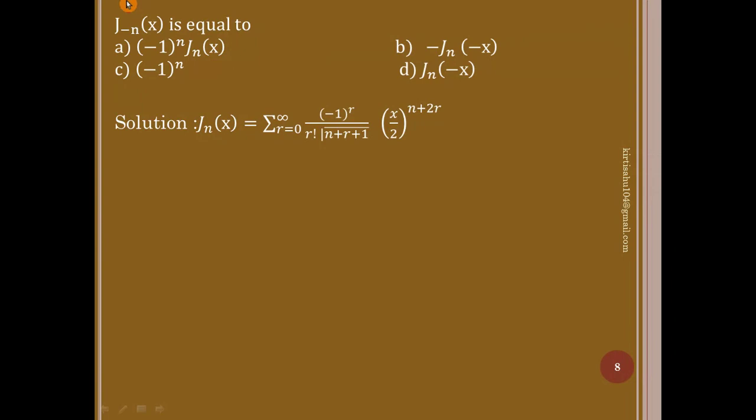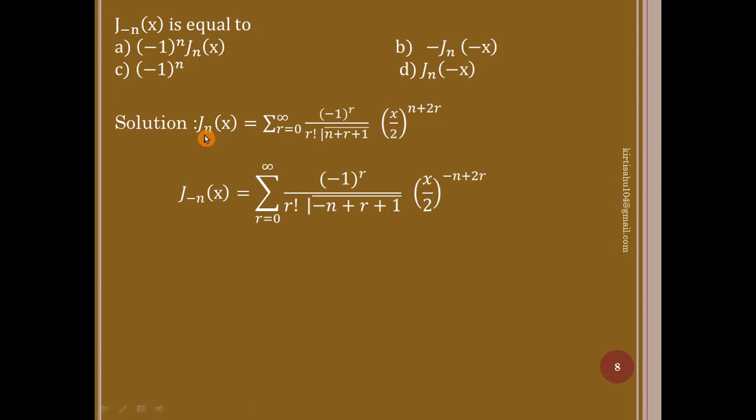It is given by summation r equal to 0 to infinity, minus 1 factorial, gamma of n plus, expression. I have already derived this in the class, right? So once again, how do we obtain this? What I have to do is just replace n by minus n. Okay, so I will replace n by minus n everywhere. So such types of changes will be there.